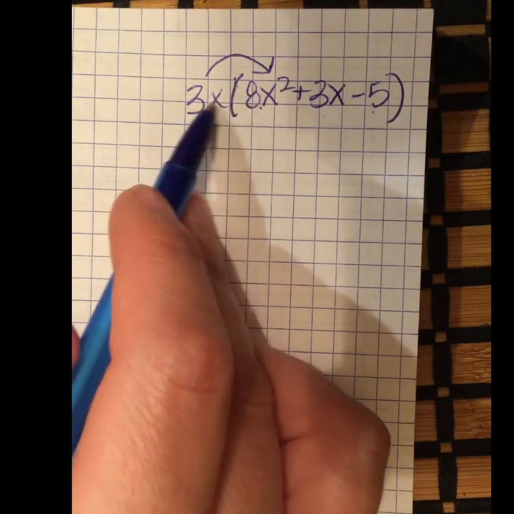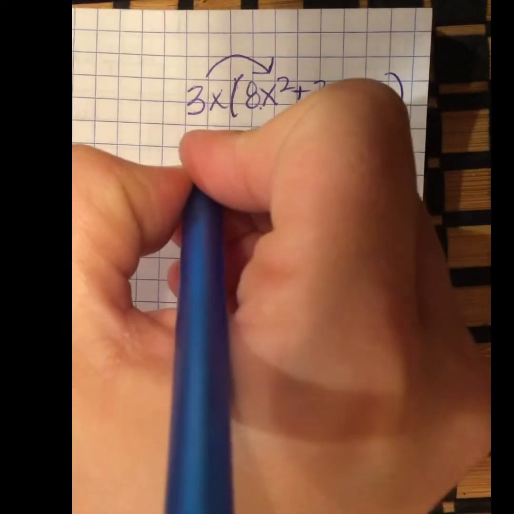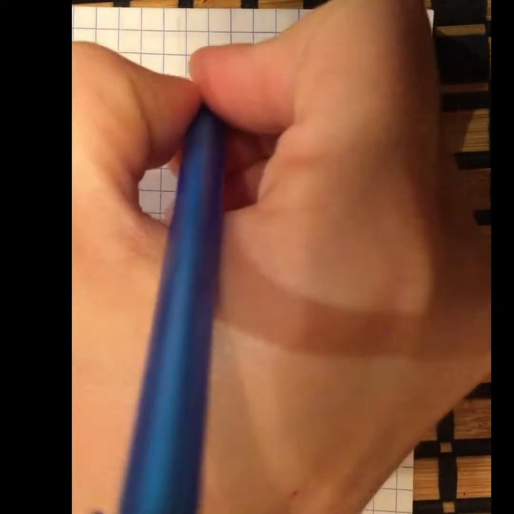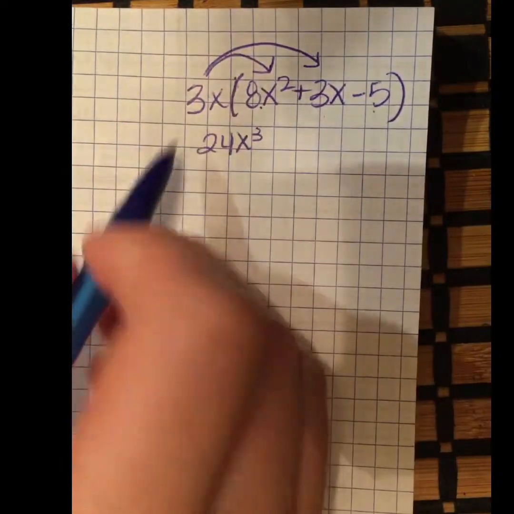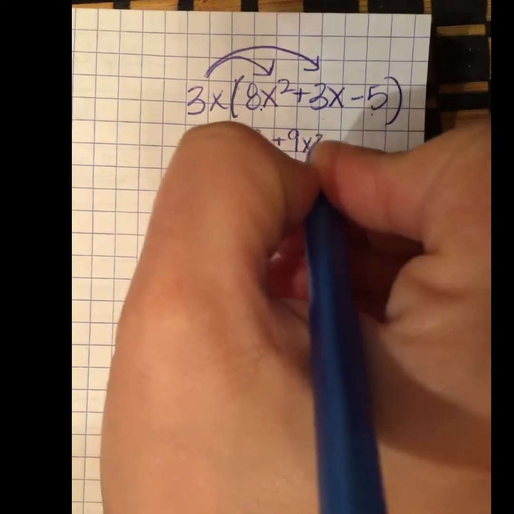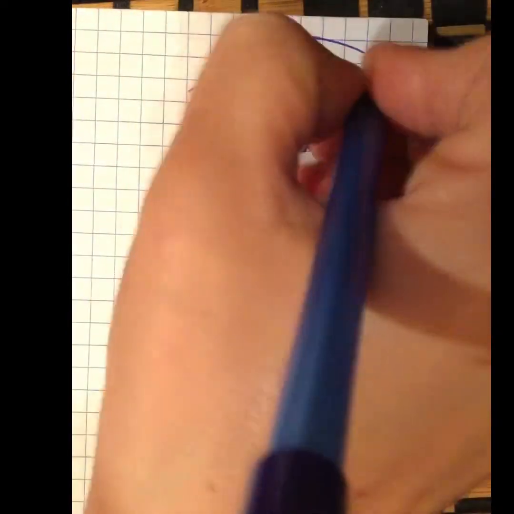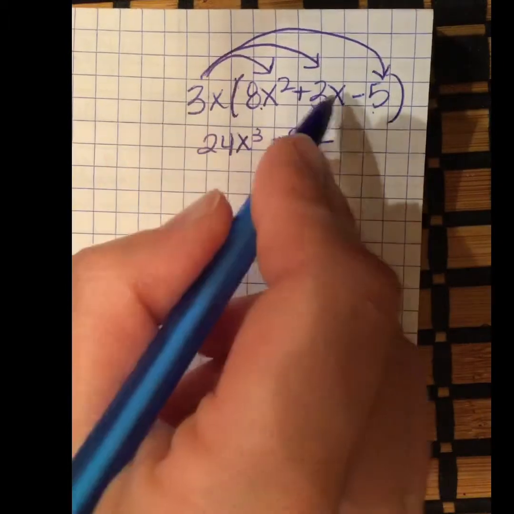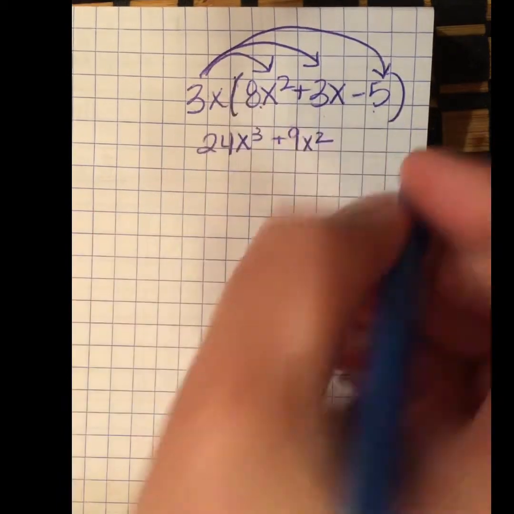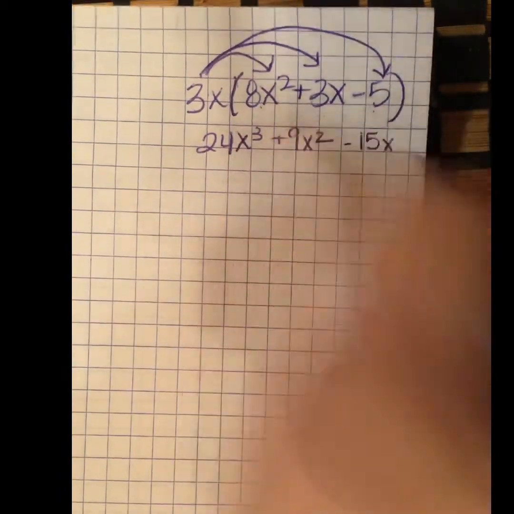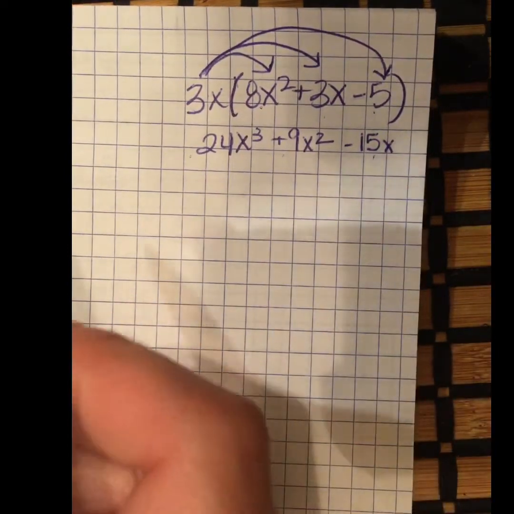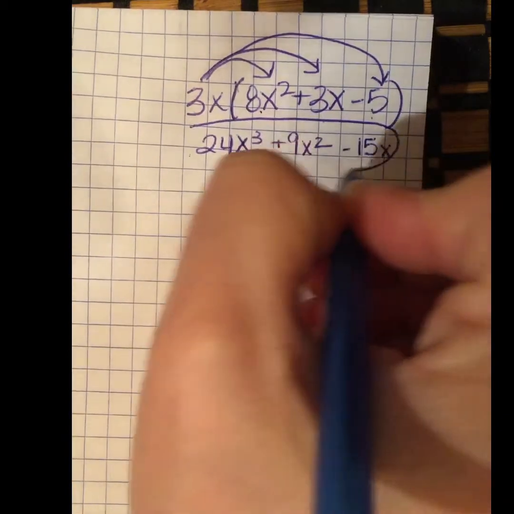This would be 24x cubed, and then pass it out again, and you would get 9x squared. Pass it out again, and you would get negative, watch out for these negatives, negative 15x. Always do a final glance over, make sure there are no like terms, which we're good here, and go ahead.